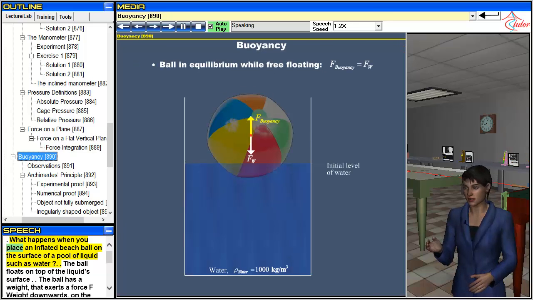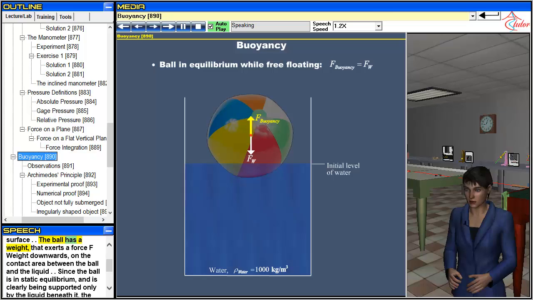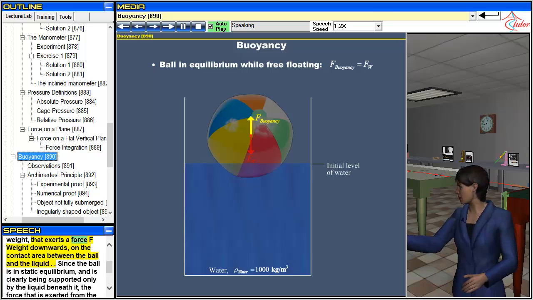What happens when you place an inflated beach ball on the surface of a pool of liquid such as water? The ball floats on top of the liquid's surface. The ball has a weight that exerts a force F weight downwards, on the contact area between the ball and the liquid.